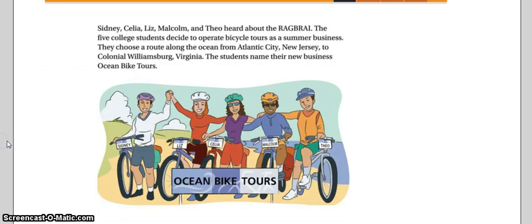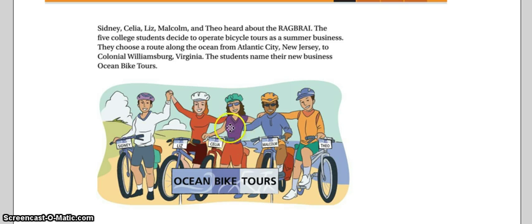The story goes that Sydney, Cecilia, Malcolm, and Theo have heard about the great bicycle race RAGBRAI, and they have decided to operate their own summer bicycle tour business and have chosen a route from Atlantic City, New Jersey to Colonial Williamsburg, Virginia. They have named their summer business the Ocean Bike Tours.